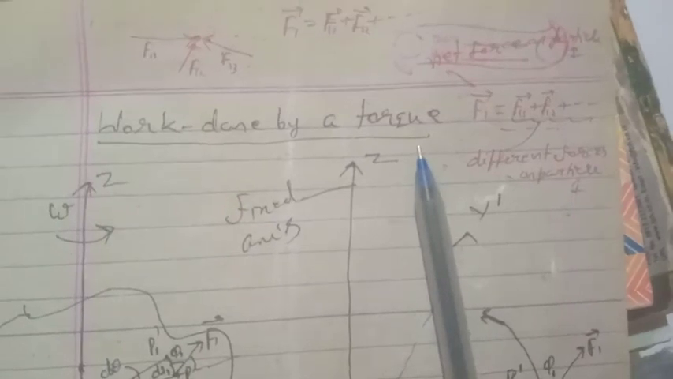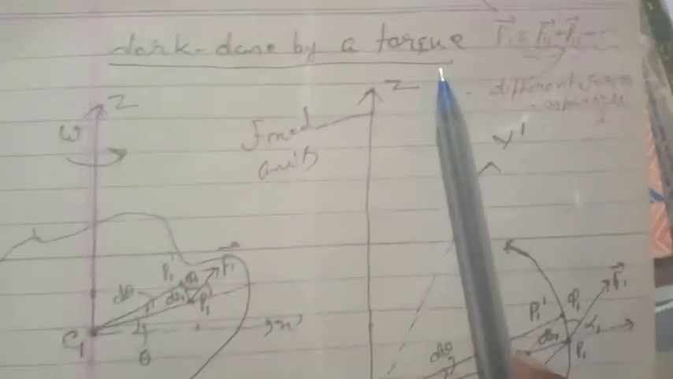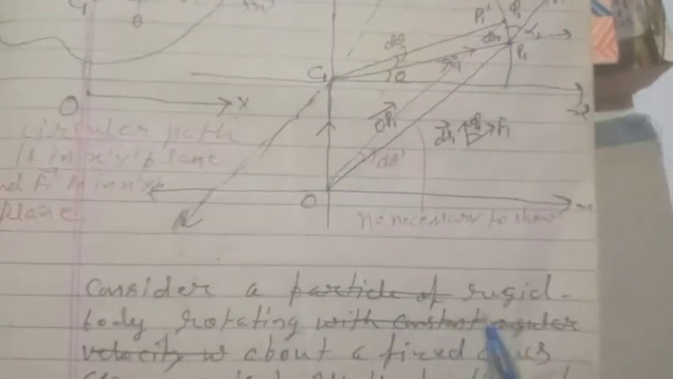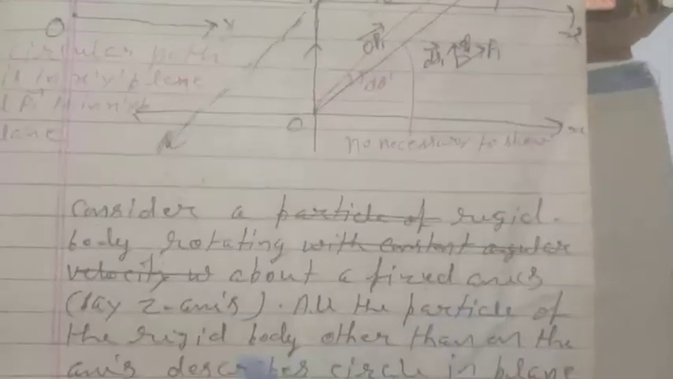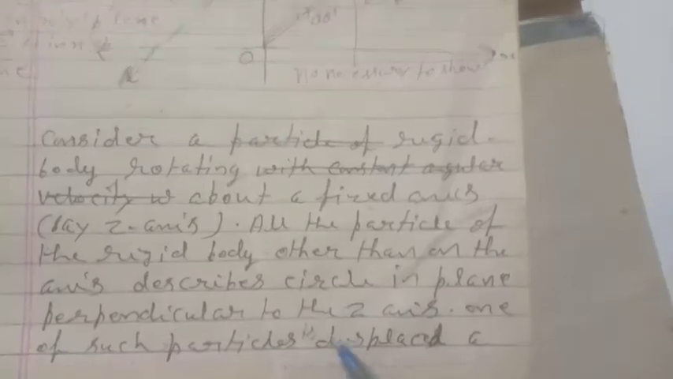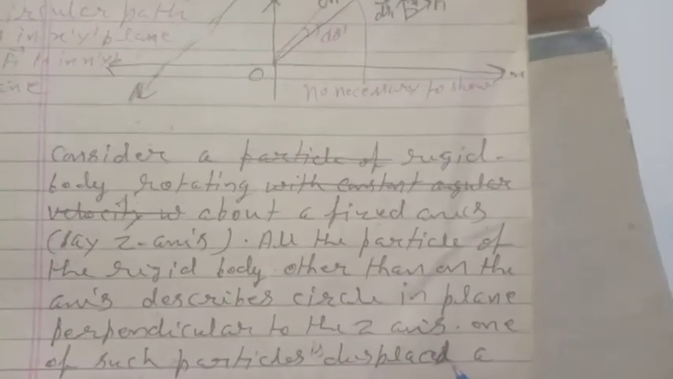Work done by a torque on a rigid body. Consider a rigid body rotating about a fixed axis, say the z axis. All the particles of the rigid body, other than those on the axis, describe circles in a plane perpendicular to the z axis. One of such particles is displaced.